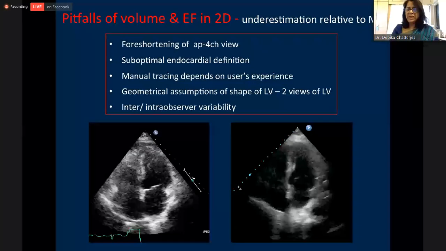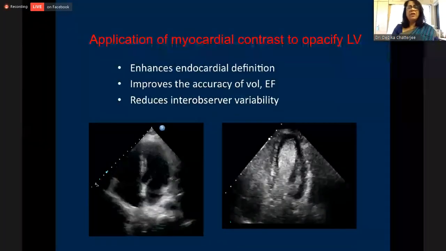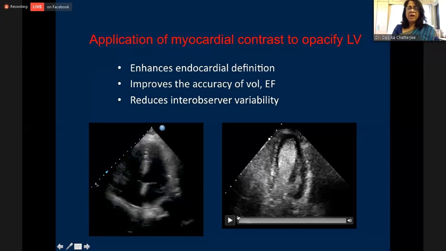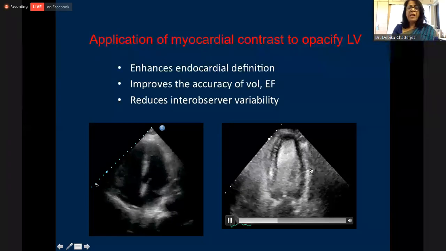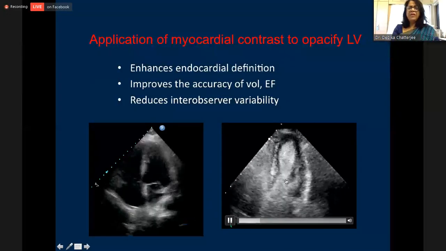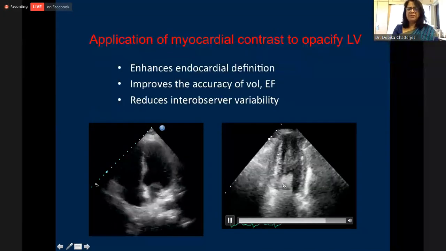All these factors lead to intra-observer variability, and we sometimes use myocardial contrast to enhance the endocardial margin, as you can see, and it improves the accuracy of volume and ejection fraction and reduces the inter-observer variability.